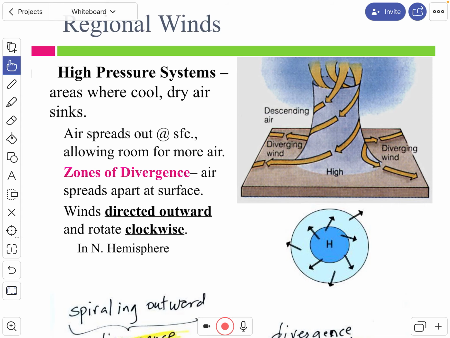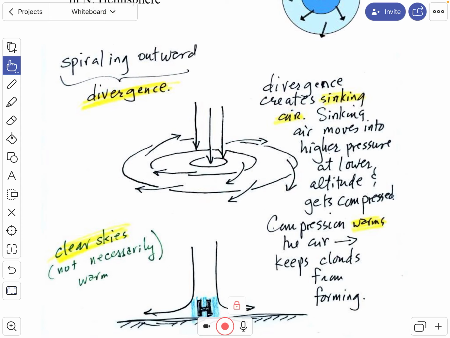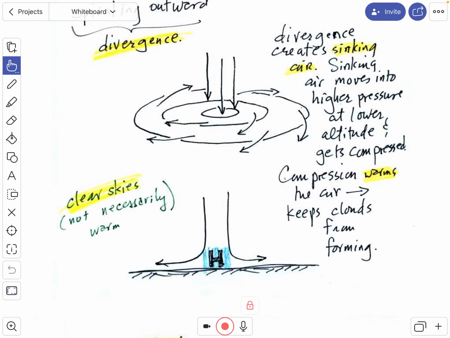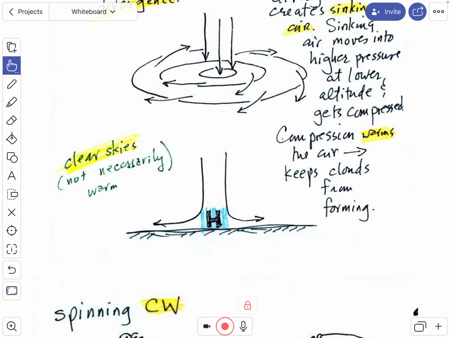And if you take a look at this picture right here, you'll see this area of divergence. So high diverge, spreading out away from the center. And you can see here that the conditions tend to be pretty dry, clear skies with a high pressure system. It doesn't necessarily mean that it's going to be always warm, but it definitely means that it's going to be clear skies. So sunny weather with high pressure. It's the complete opposite of low pressure systems.